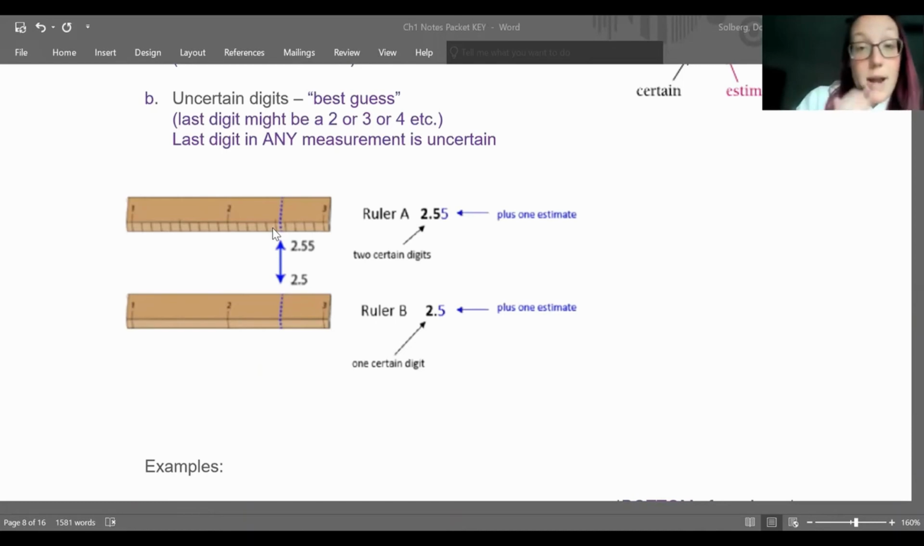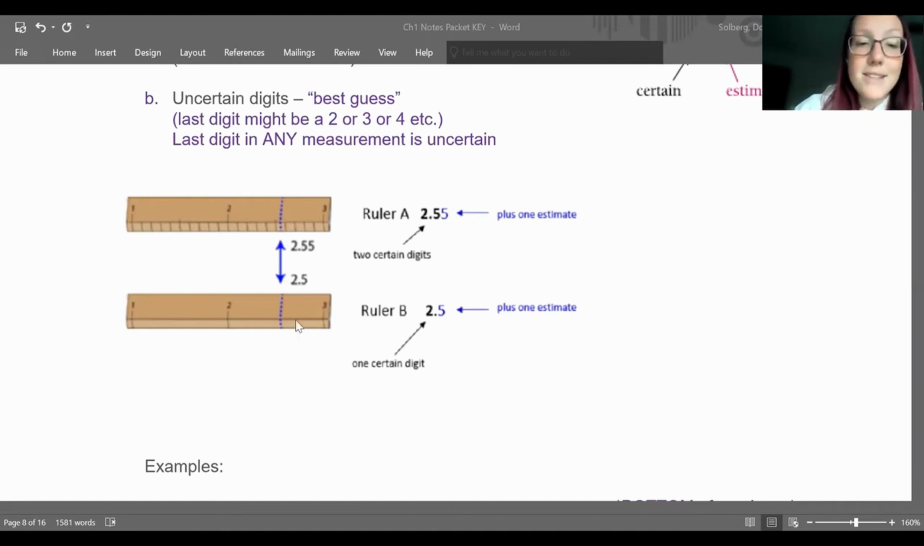Okay, now I think it's right in between those two lines. If you were looking at it, you might think it's a little bit closer to the left line. You might put 2.54. You might put 2.56 if you think it's a little closer to the right line, but I think it's right in between. So it's 2.55 to me. So that last digit is estimated.